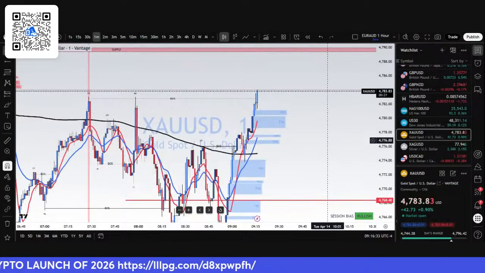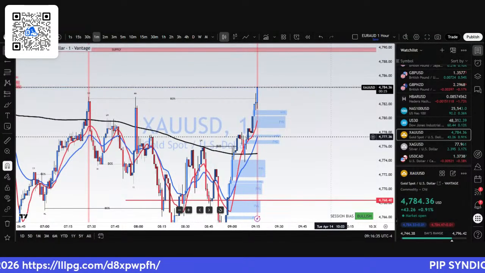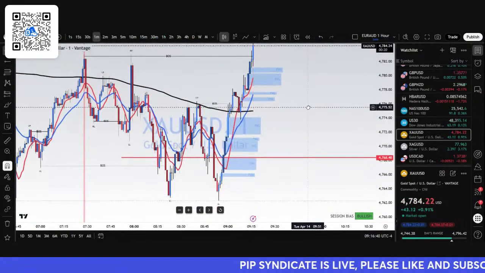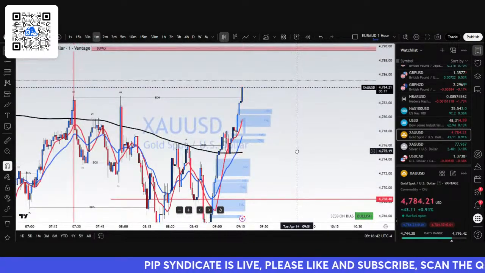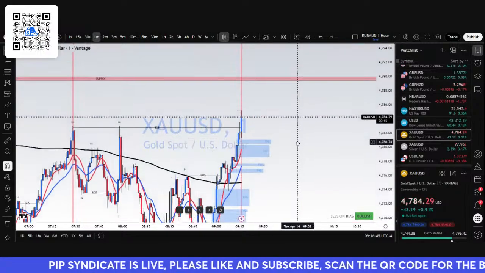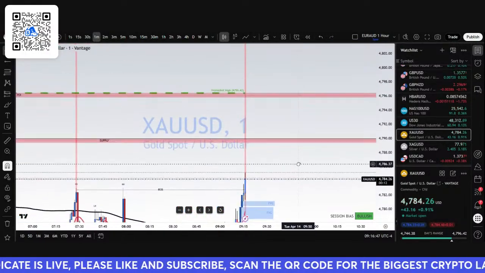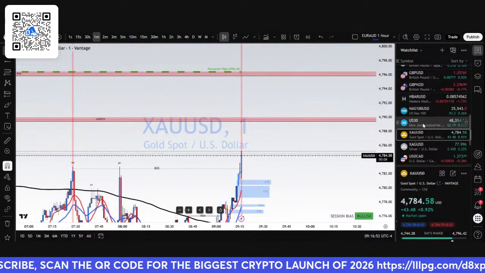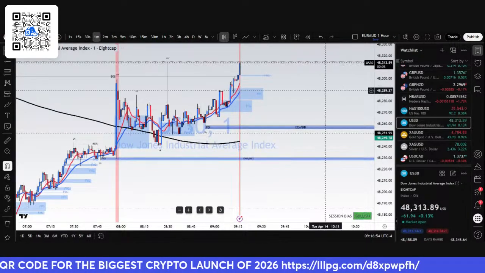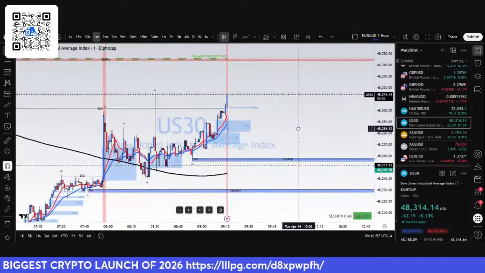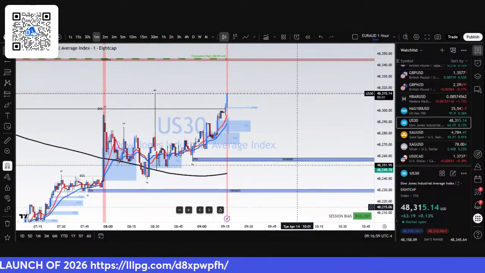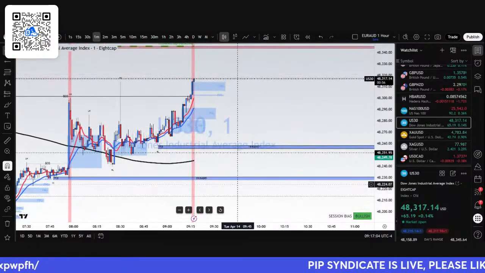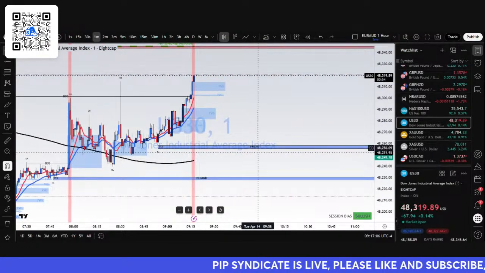Now it looks like we're blowing right through there. It's another break of structure. Could come all the way up here. Anyway, I'm not interested in that. I need a pullback. You can see the session bias is bullish, guys. So I'm looking for a pullback so we can take a buy. And I'm looking for buys.